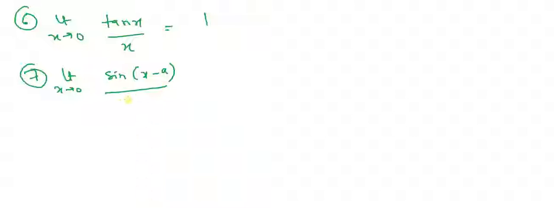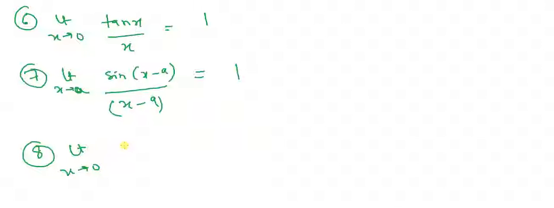Again, if you put x tends to, it should be what? It should be a here. Limit x tends to a, 0 by 0 form, again it should be 1. Okay. Eighth, limit x tends to 0, and if you get x tends to a again, tan of x minus a divided by x minus a. Let's solve this. Just simply differentiate.